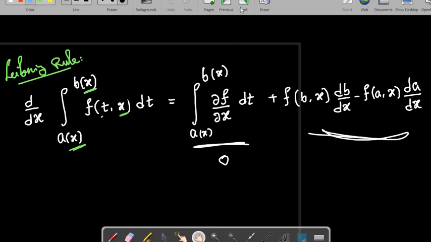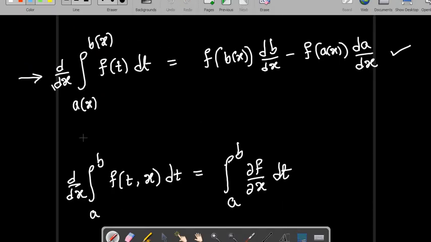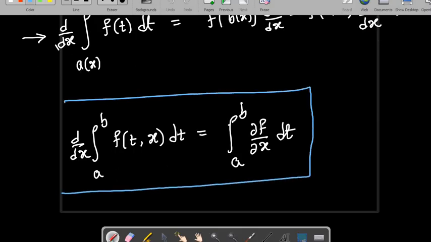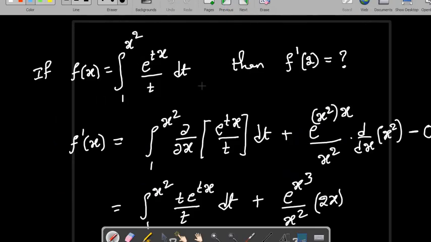There is one more type we can see, which is when b and a are constants. When b and a are constants, you can see the formula. Let me show you. So this is the formula. Because you just differentiate with respect to x, and this derivative will go inside the integral. The limits are constant, so the derivative of the upper limit and the derivative of the lower limit are zero, and the rest of the terms would become 0.